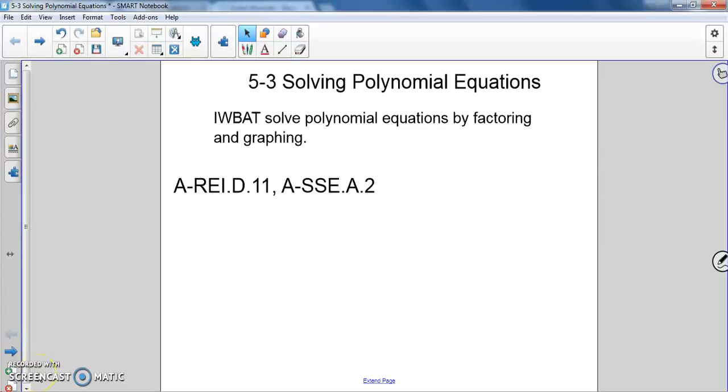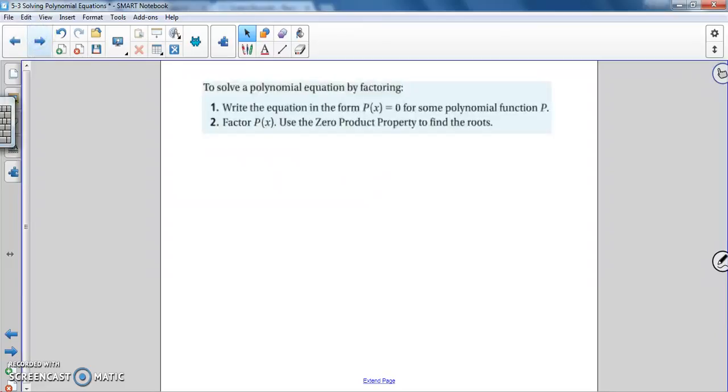Guys, today we're going to do 5-3, solving polynomial equations. So I will be able to solve polynomial equations by factoring and graphing. To solve a polynomial equation by factoring, we are going to write the equation in the form p of x is equal to 0 for some polynomial function p, and factor p of x.